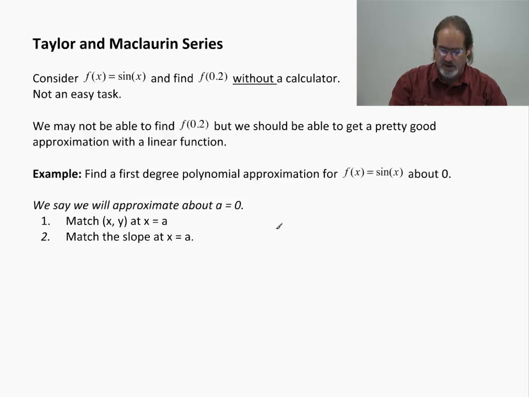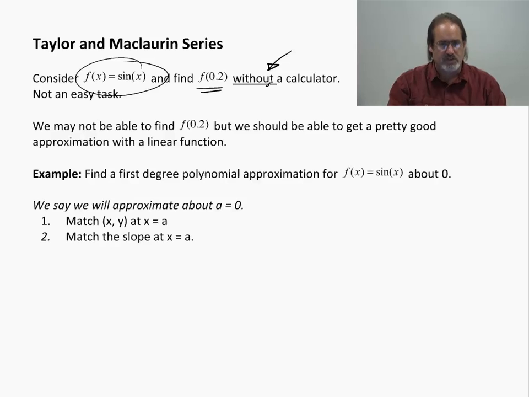Okay, let's talk now about the Taylor and the Maclaurin series. And let's start this off with an example so you can kind of get into what the concept of all this is going to be about. Now consider the function f of x equals sine of x. And the idea here is I want to find sine of 0.2. I'm looking for f of 0.2 without a calculator. That's not an easy thing to do because 0.2 is not a common angle.